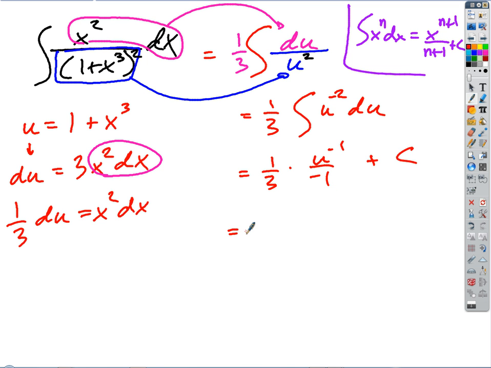And so we just end up getting negative 1/3 times u to the negative 1. Well, that's just 1 over u, right? How about if we just write that as negative 1 over 3u, plus c.